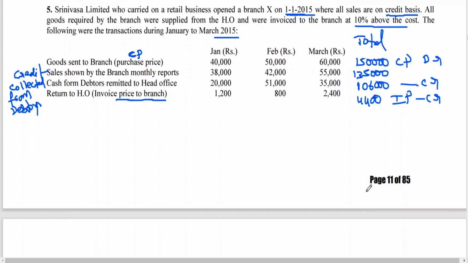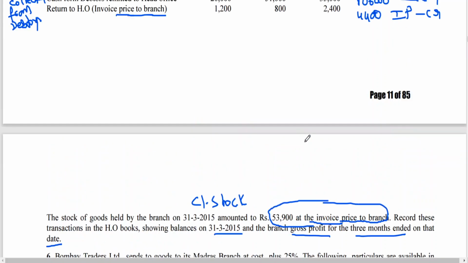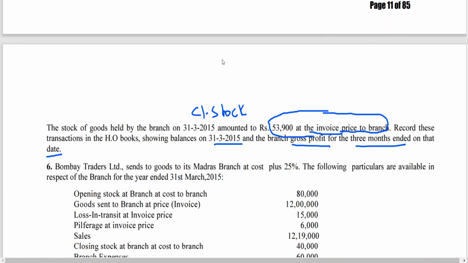Information number 4, we got the closing stock at branch. And information number 5 is the closing debtors, which I need to find out. Clear to all of you? Repeat once again. Information number 1, goods sent to branch. Information number 2, returns. Information 3, cash remitted to head office. Information number 4, closing stock. Now I need to find out closing debtors. How to find out closing debtors, that I will be explaining here.